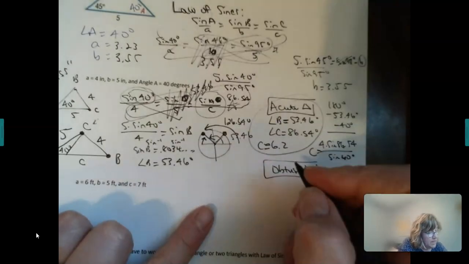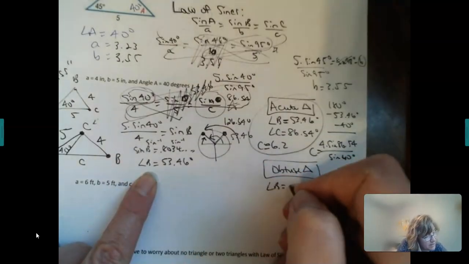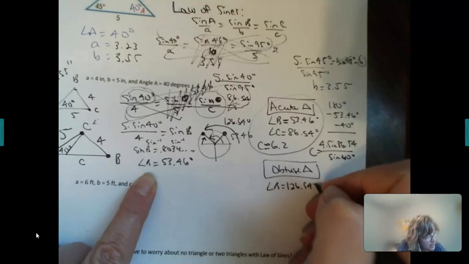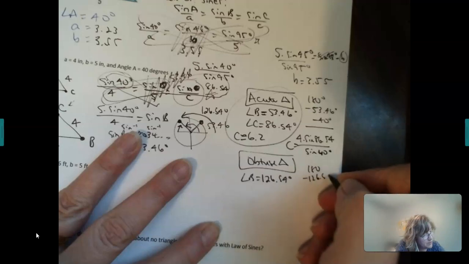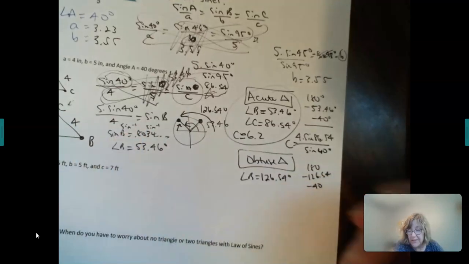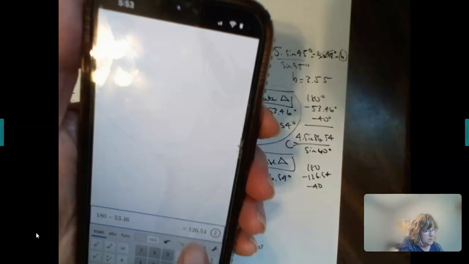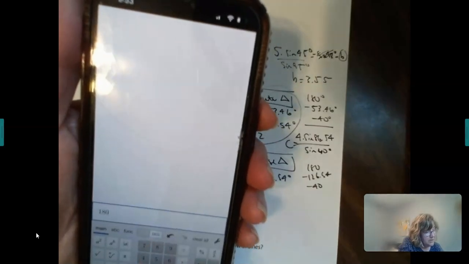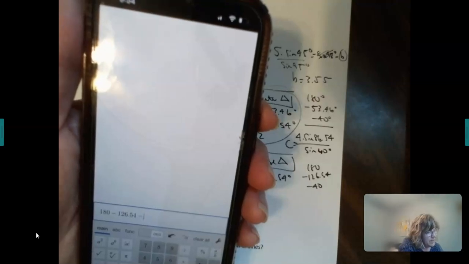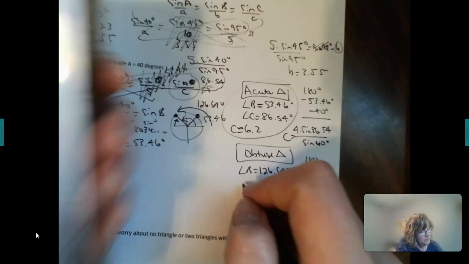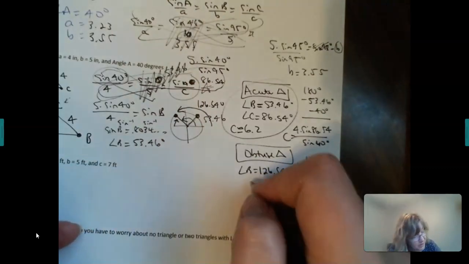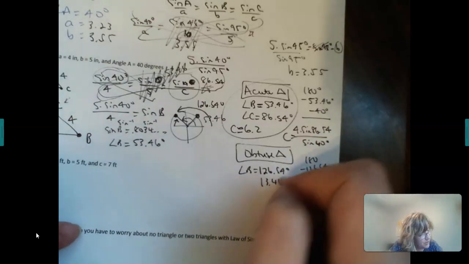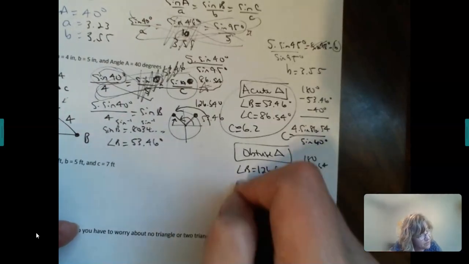So my other one would be, instead of angle B being that, angle B could be 126.54. Then if I take 180 minus 126.54 and 40, I think. Let's look. So let's do that. I have 180 degrees minus 126.54 minus 40. That leaves 13-ish. I rounded a lot on mine, but I'll do 13.46 degrees, and that would be for angle C.